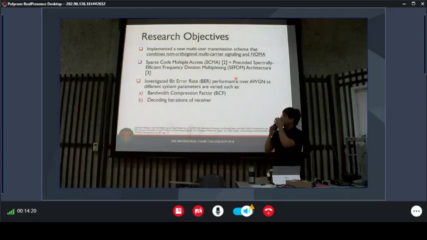Okay. So my research objectives here are as follows. First, I implemented a multi-user transmission scheme that combines non-orthogonal multicarrier signaling. This is the SEFDM with non-orthogonal multiple access. Specifically, a variant of non-orthogonal multiple access called sparse code multiple access was integrated with precoded spectrally efficient frequency division multiplexing. Then the error performance of this multi-user transmission scheme was investigated over an AWGN channel and for different system parameters. I varied system parameters such as the bandwidth compression factor and decoding iterations of the receiver. I'll explain later what these two mean as I discuss my methodology.